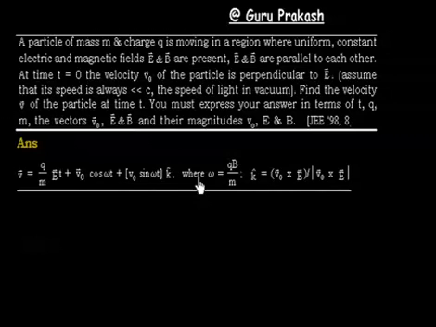So this problem says we have a particle of mass m and charge q, moving in a region where we have a uniform electric field as well as a magnetic field. So let us say what we have. We can make the diagram first.